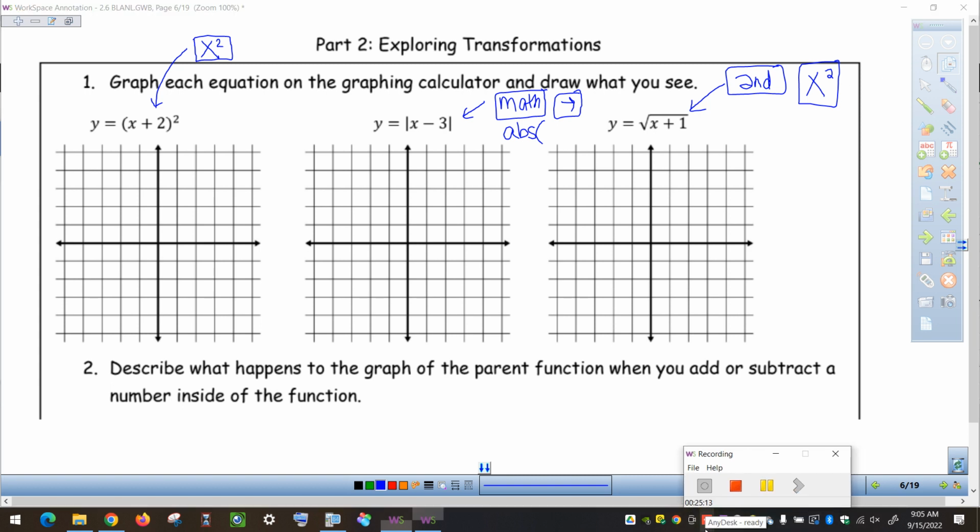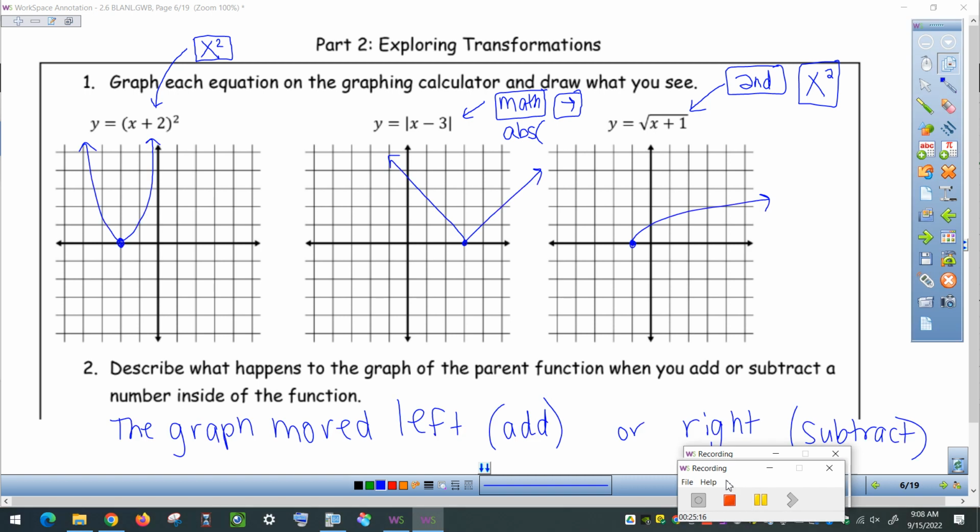So let's take a few minutes here to work through this entire part 2.